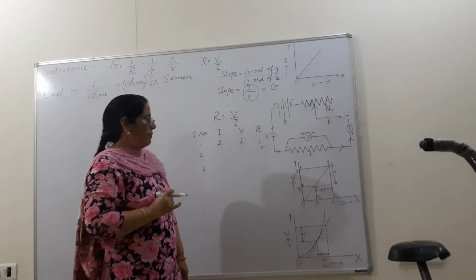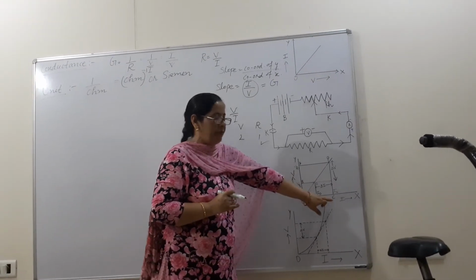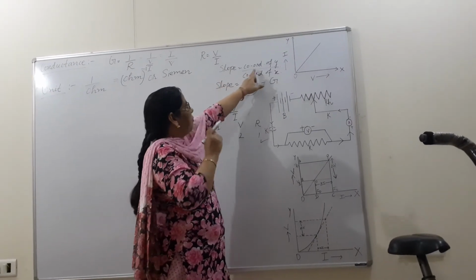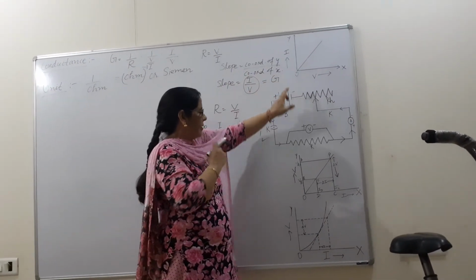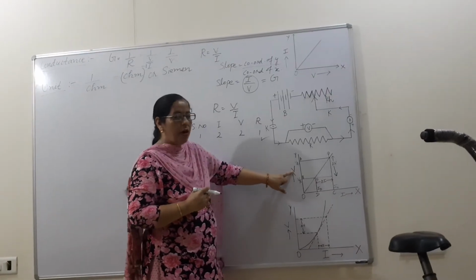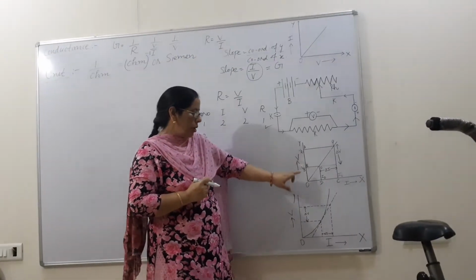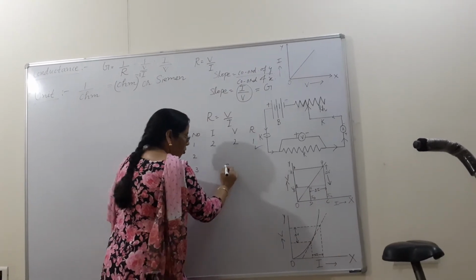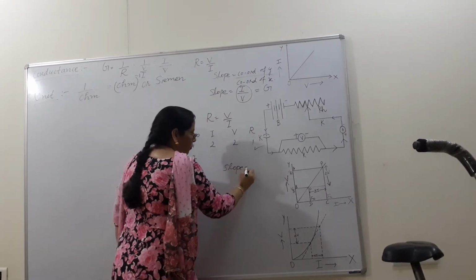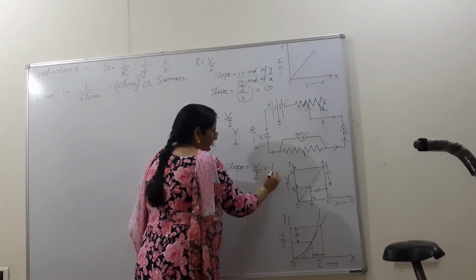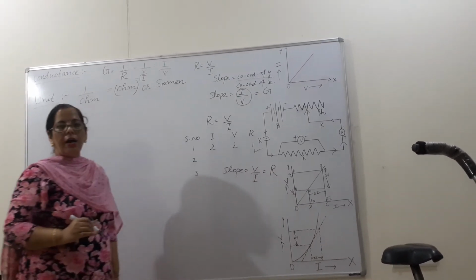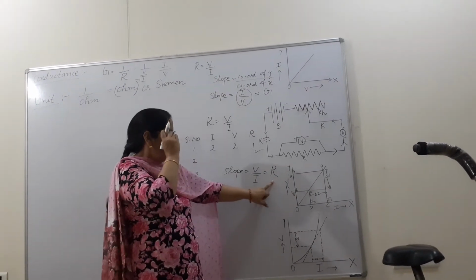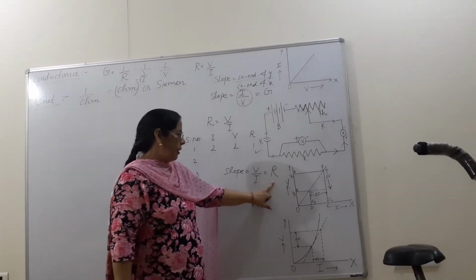Then next step they will ask you, what does the slope of the VI graph represent? Again from here, see, slope is the coordinate of y divided by the coordinate of x. So what is the coordinate of y here? That is V. What is the coordinate of x here? That is I. So here slope will be equal to V divided by I, and that is equal to R. So the slope of the VI graph will be equal to R.